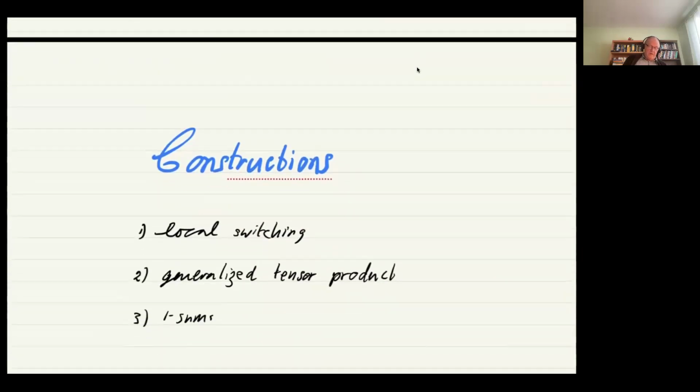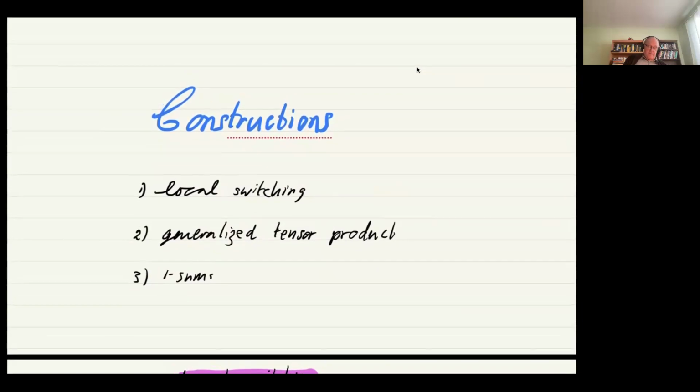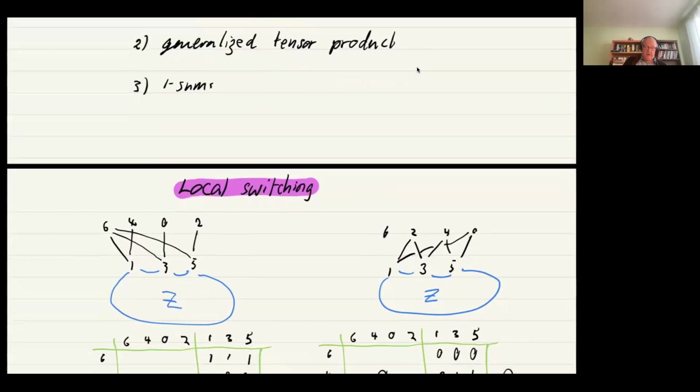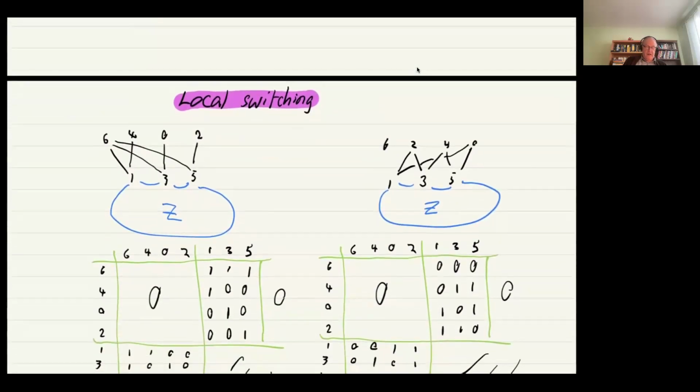Okay. So I want to talk about constructions of co-spectral graphs. I'm going to go through 3. I'm not going to say much about this one. So there are 3 families of constructions which give pairs of graphs that are co-spectral. The first one is what I call local switching, or sometimes called something else.